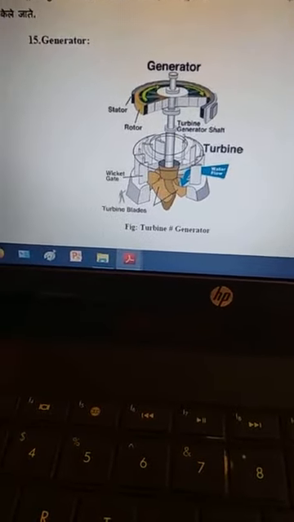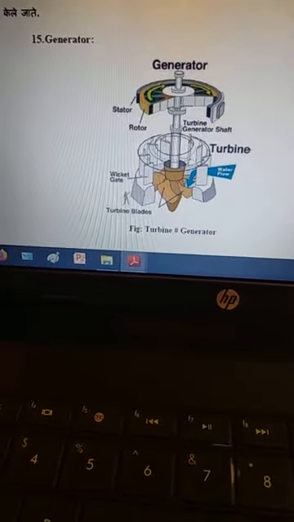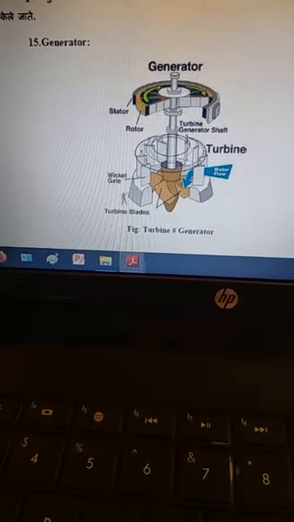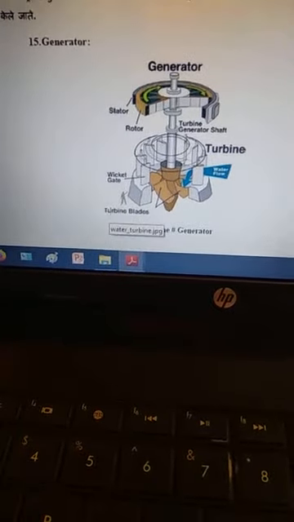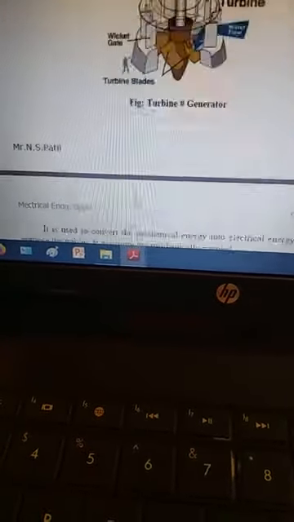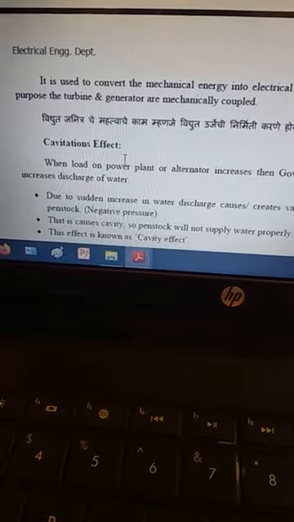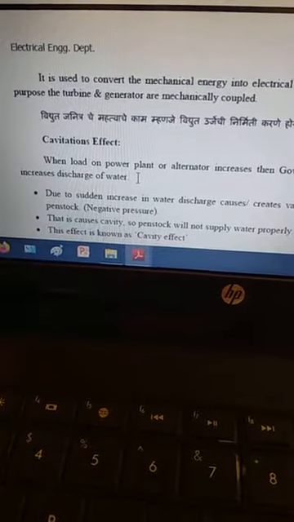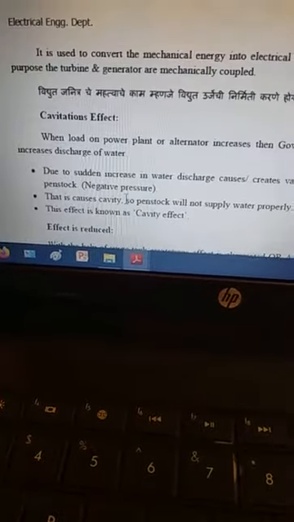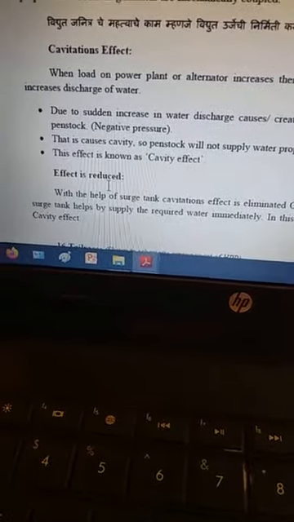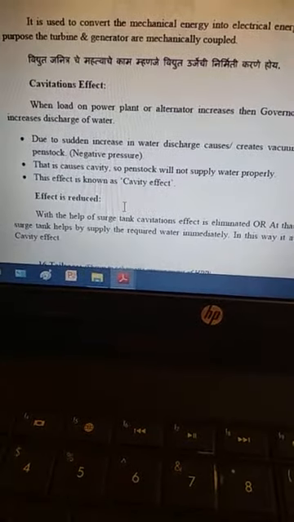Now the generator. This shows the pictorial view of the generator and its parts. Its main function is to convert mechanical energy into electrical energy. Then there is the cavitation effect. What is the cavitation effect? I told you already that it is because of pressure variation, and I also told you its drawbacks and how cavitation should be reduced.